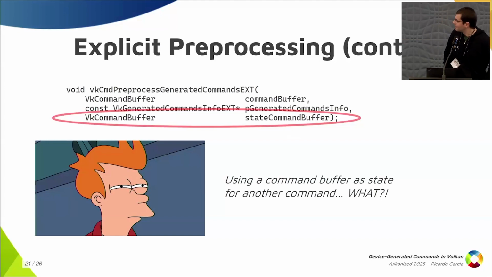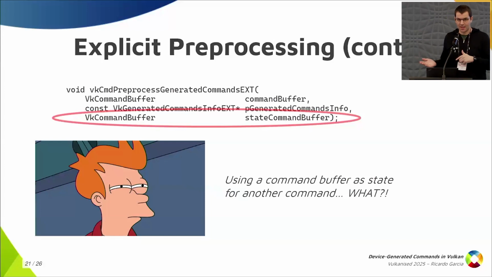So, I was saying that the preprocessing step needs to have the same state as the execution: you need to have bound the same pipeline state, the same shaders, the same descriptor sets, the same contents. And I said that explicit preprocessing is normally used with a separate command buffer that you submit before the actual execution. You have a small problem to solve, which is that you would need to record the state twice, once on the preprocess command buffer, so that the preprocess step knows everything, and once on the regular command buffer, the one where you call execute. So that would be annoying.